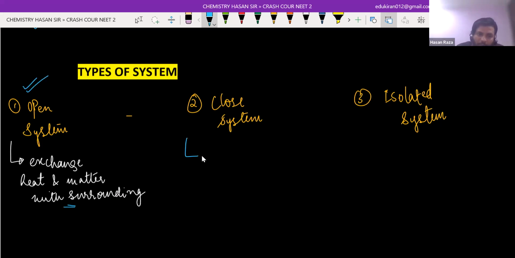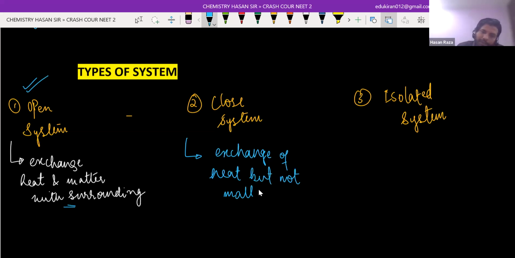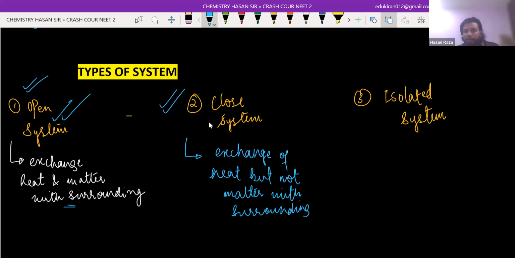Now when we talk about closed system, there is exchange of heat but not matter with the surrounding. Then that system is known as closed system. If you are boiling water and you close the upper surface, which was open in the earlier case, then that system is known as closed system, in which there will be interaction between surrounding and system in the form of heat or energy.